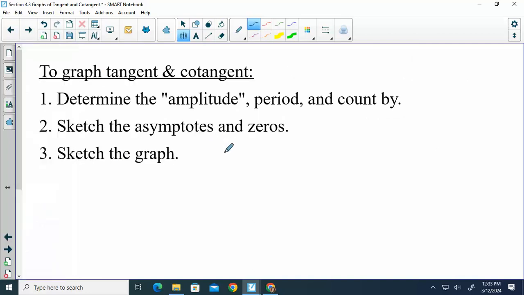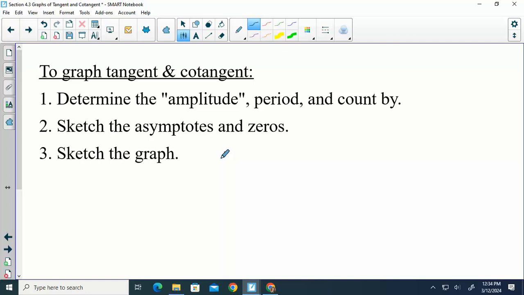So when we graph these, we're still going to do all the same things. We're going to do the amplitude. It's not like a true amplitude here because there is no highest and lowest point. They keep going forever, but it gives us an accurate point on our graph. Then we'll find our period and our count by so that we have points to put on the x-axis. We always are picking our intervals so that we will have asymptotes at the two ends and 0 in the middle. And then we can sketch our graph from there.